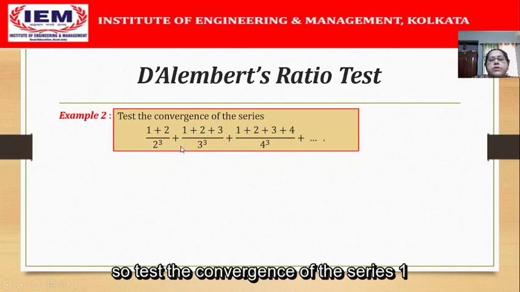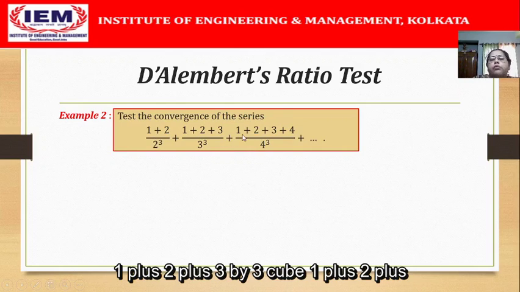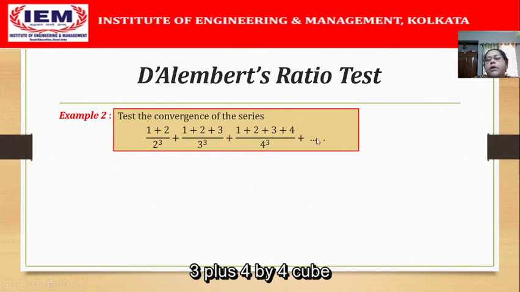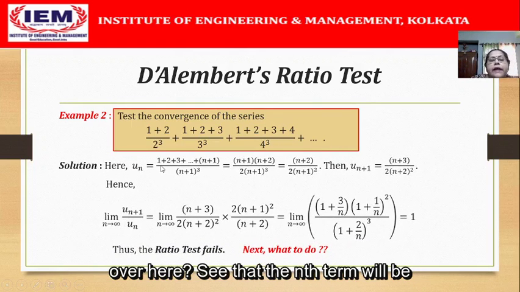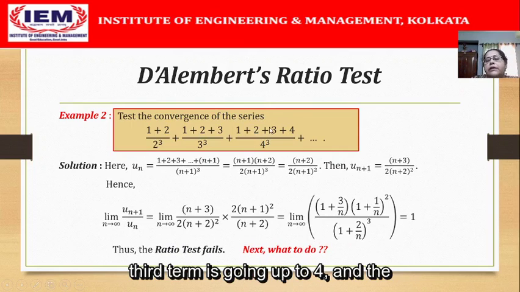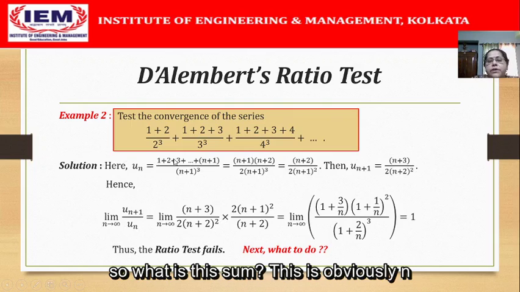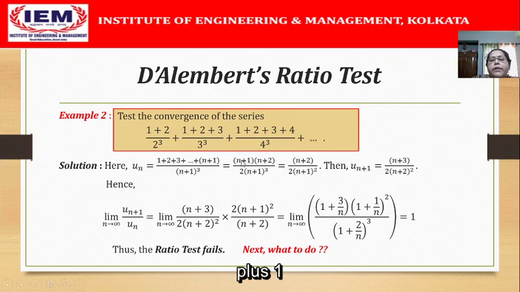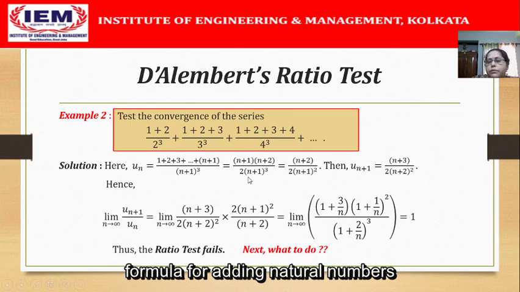So test the convergence of the series 1 plus 2 by 2 cube, 1 plus 2 plus 3 by 3 cube, 1 plus 2 plus 3 plus 4 by 4 cube, and so on. So what is the nth term or un over here? See that the nth term will be 1 plus 2 plus 3 up to n plus 1, because the third term is going up to 4, and the denominator here is 4 cube. So in the general term, it's n plus 1 whole cube. And we can add this, right? So what is this sum? This is obviously n plus 1, n plus 2 by 2, using our formula for adding natural numbers.